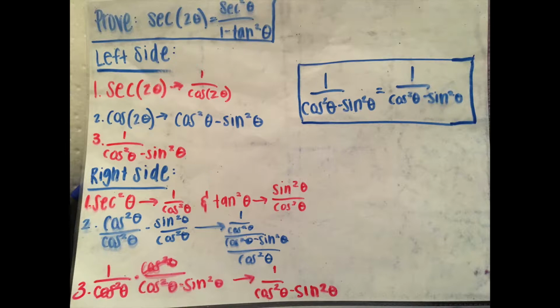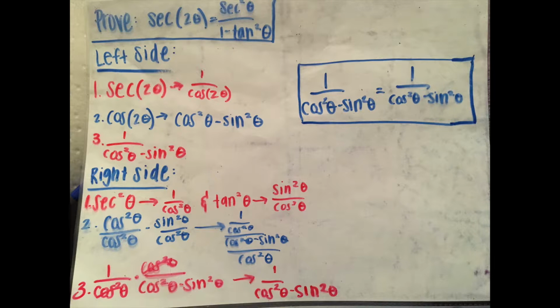For this skill, I had to prove the identity secant 2 theta is equal to secant squared theta divided by 1 minus tangent squared theta. In order to prove this identity, I had to prove that the left side was the same as the right side when fully simplified. I started by working on the left side.